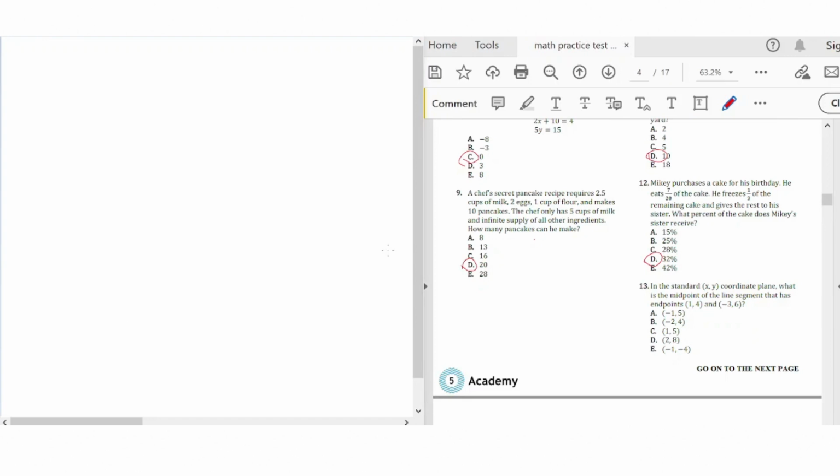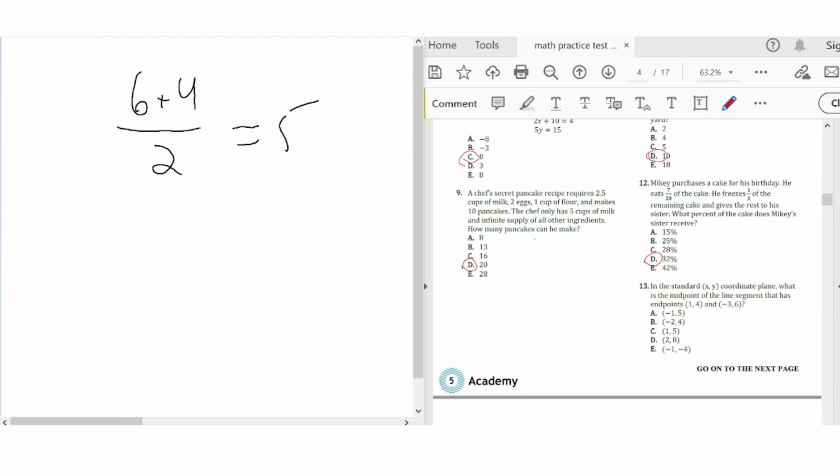Moving on to 13. In the standard coordinate plane, what is the midpoint of the line segment that has endpoints 1, 4 and -3, 6? Now, to find the x-coordinate and the y-coordinate of the midpoint, we can take the average of the x-coordinates and the y-coordinates of these points. So let's do that. All right, 6 plus 4 divided by 2 is 5, because 10 divided by 2 is 5. The y-coordinate of our midpoint is going to be 5.